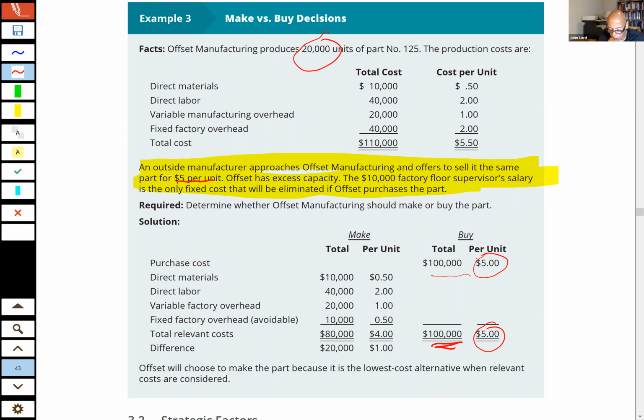Okay, now we look and we say, well, what happens if we make the thing, but this materials and labor will be there.